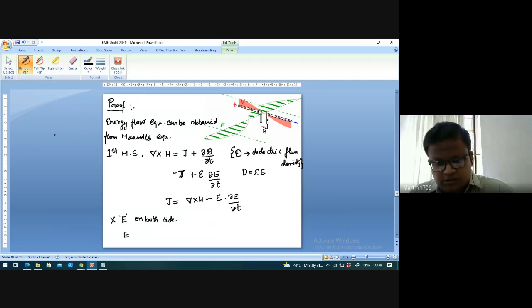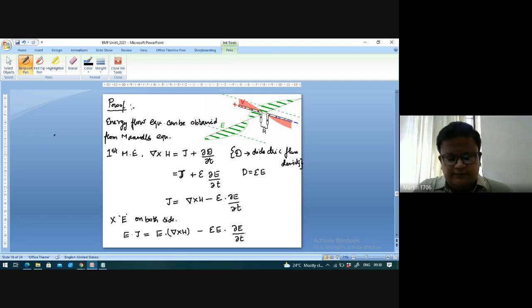So that is E dot J, which is equal to E dot del cross H, the first term, minus epsilon E dot dou E by dou T. Now we are going to apply some vector identity form. So what is the vector identity form?